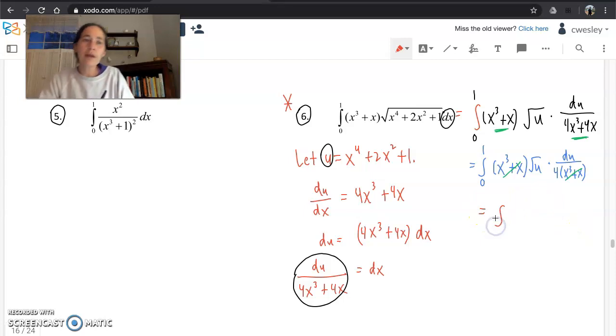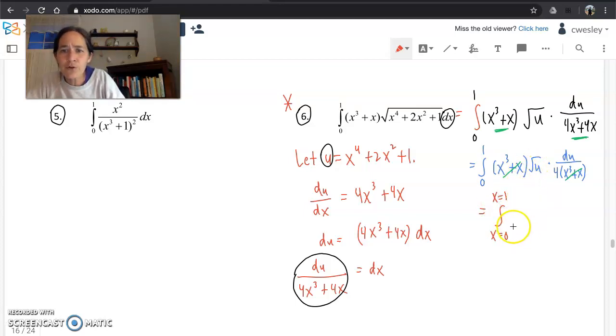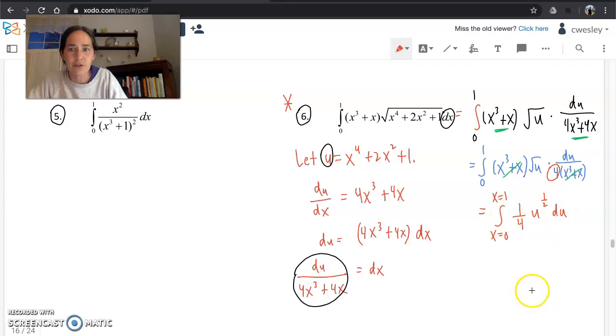You might want to remind yourself that these limits of integration are still x values, so you're integrating from x equals 0 to x equals 1. And what are you integrating? Don't forget about this 4, so maybe you'll have a constant out front, 1/4. And how about a power for u to the 1/2 power? That's the square root of u, and we're taking this all with respect to u.